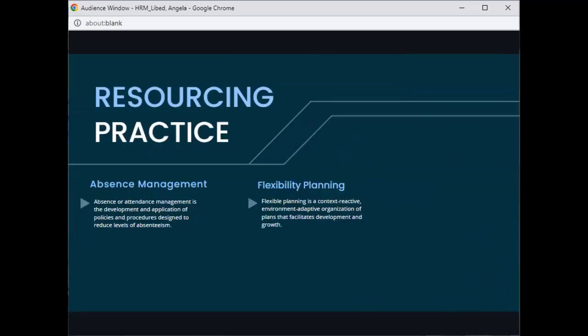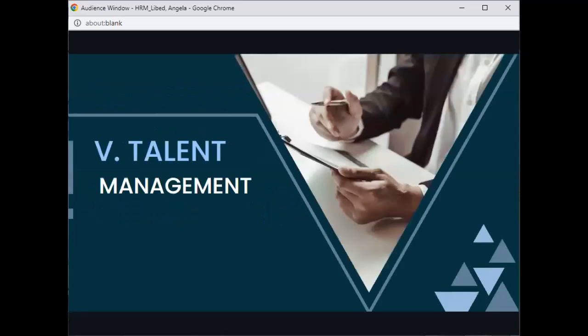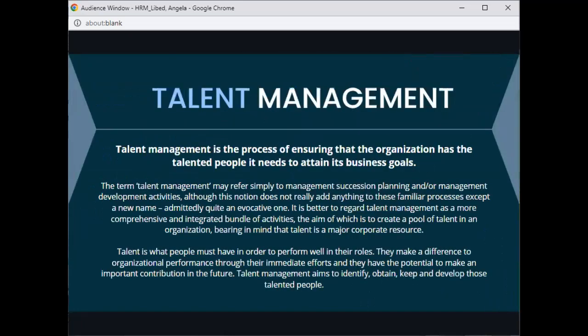And that's the end of resourcing practice, and let's proceed to chapter 20, which is talent management. So, talent management is the process of ensuring that the organization has the talented people it needs to attain its business goals. So, the term talent management may refer to simply management succession planning and or management development activities. Although this notion does not really add anything to these familiar processes except a new name.